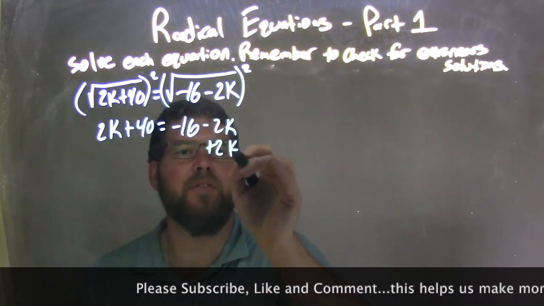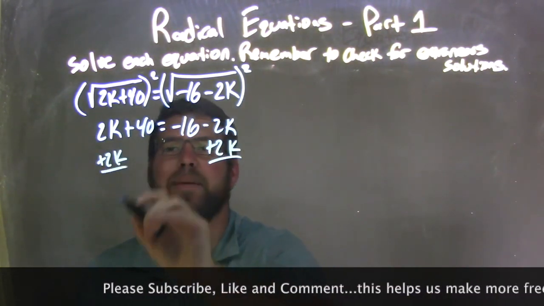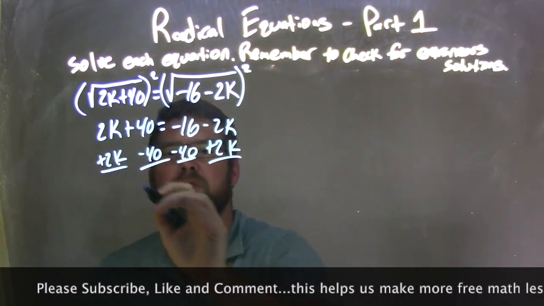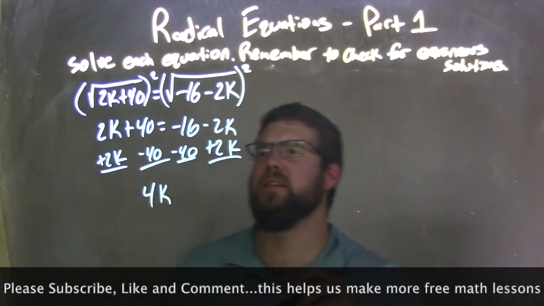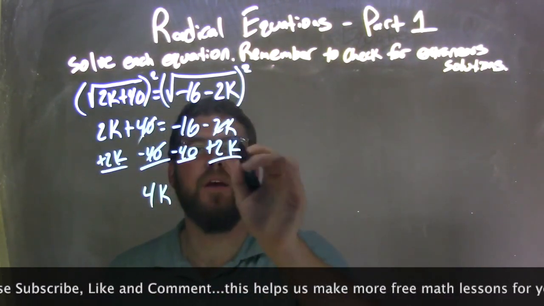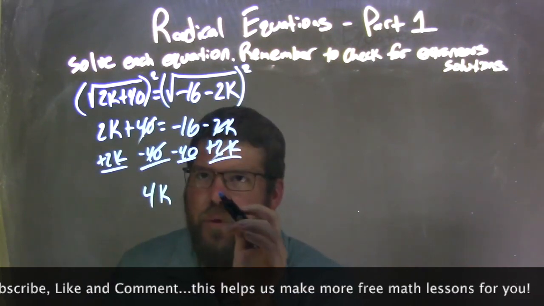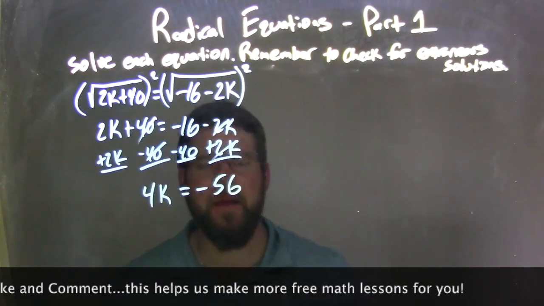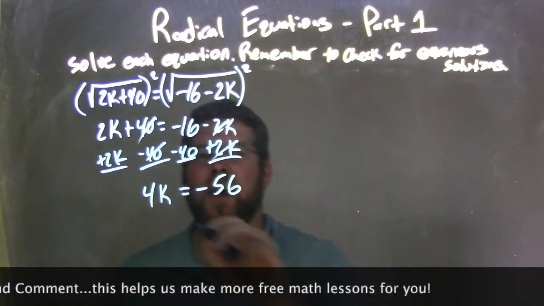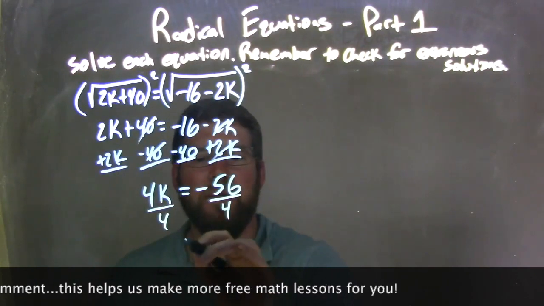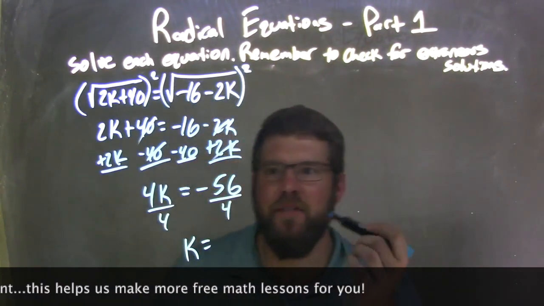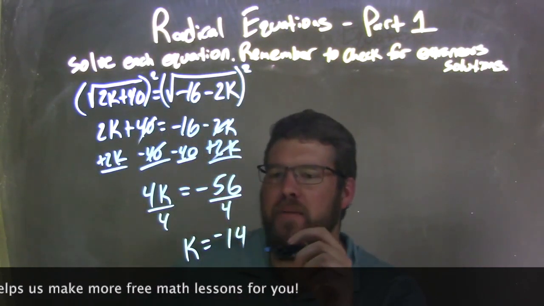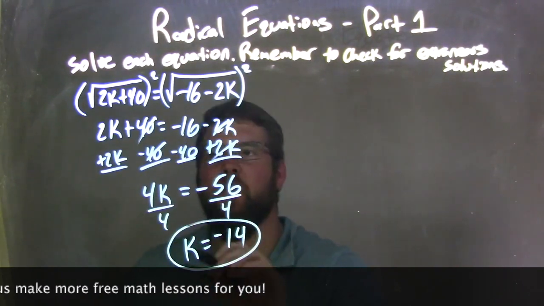So I'm going to add 2k to both sides, and I subtract 40 from both sides. Leaving me with 2k plus 2k is 4k. These 40s cancel, these 2k's cancel, and negative 16 minus 40 is negative 56. Okay, negative 56 here. So now I need to divide both sides by 4. And we're left with, well, what's negative 56 divided by 4, which is negative 14. And so we have k equals negative 14.